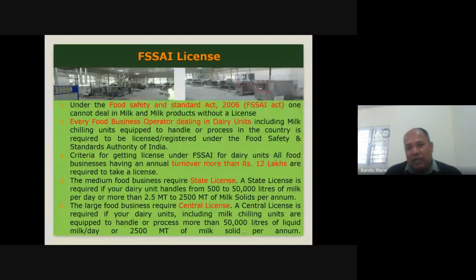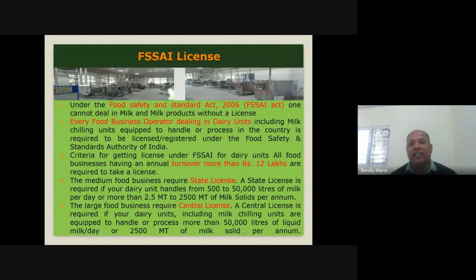As I told earlier, the FSSAI license is a must and compulsory for any food business, and that depends on the capacity of the plants. This FSSAI license is compulsory under the Food Safety and Standards Act 2006. It is also called the FSSAI Act. And one cannot deal in milk and milk products without a license.